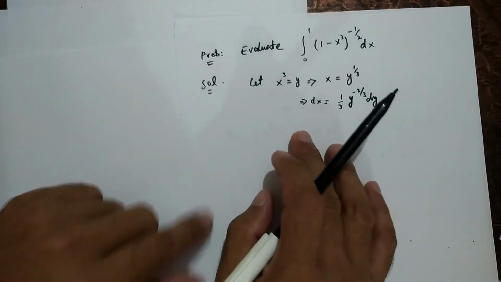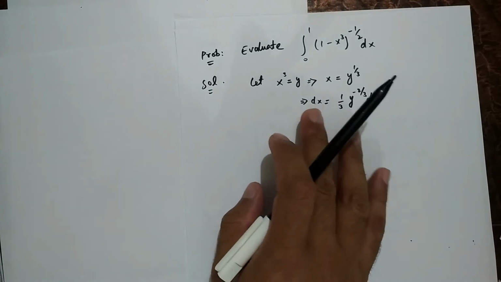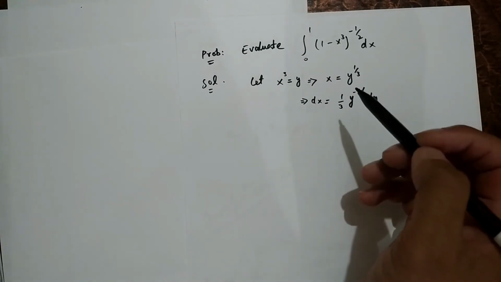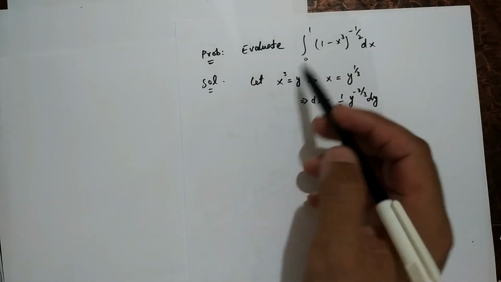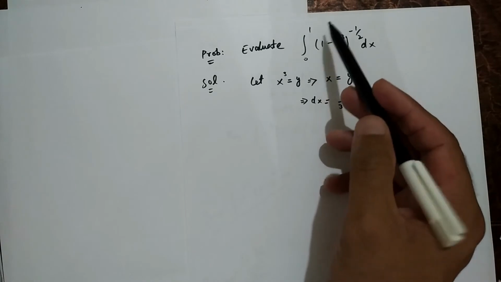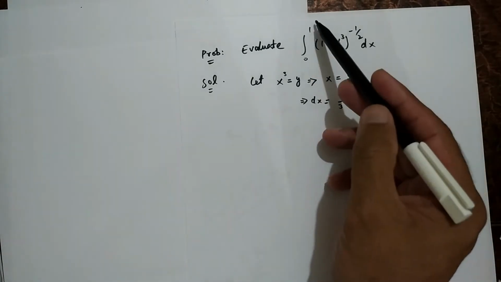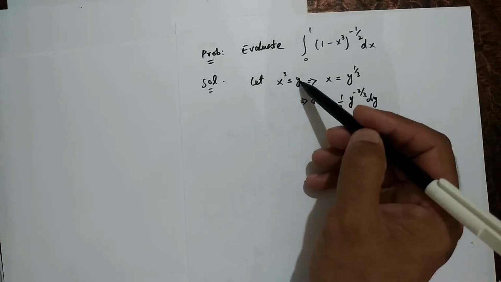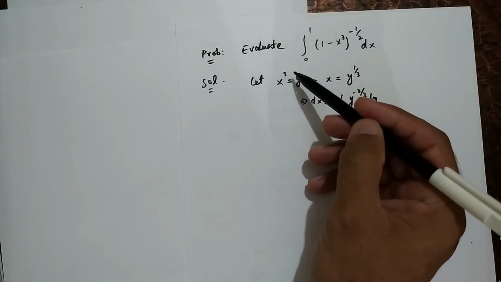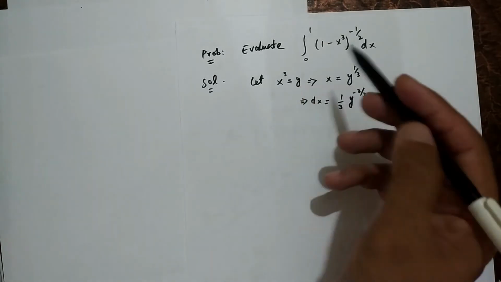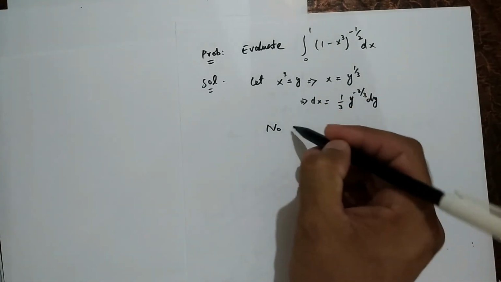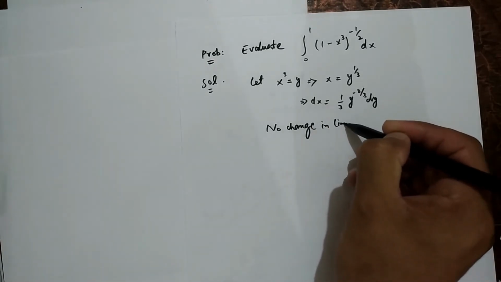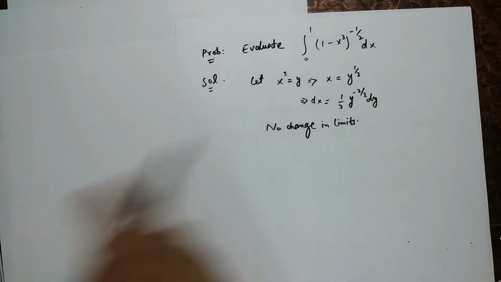So whenever, remember students, whenever we are making some substitution, we have to check the new limits of the integral. The limits of x in this integral were from 0 to 1. So if x is equal to 0, then y will be equal to 0, and when x equals 1, then y will be equal to 1. So there is no change in limits. So we can proceed now.